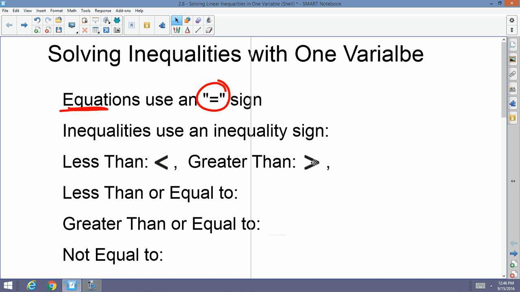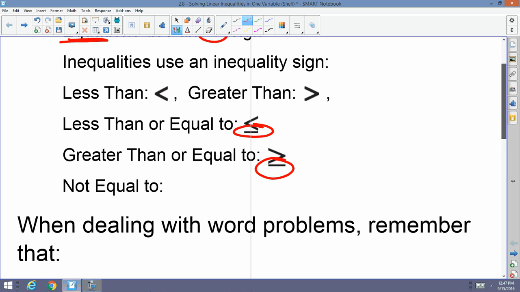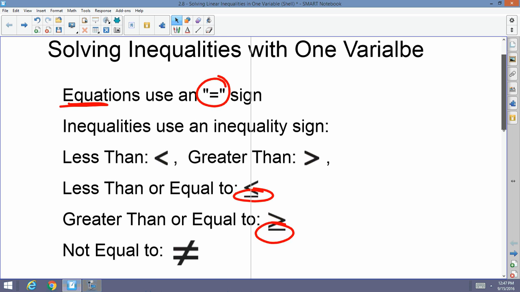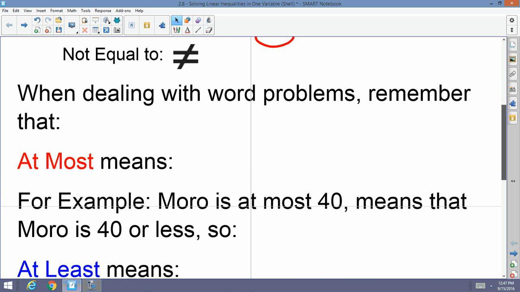Well, you have less than, you have greater than, you have less than or equal to, and you have greater than or equal to. Notice that less than or equal to and greater than or equal to have this little line down here because it could be equal to the value as well. So when something is less than or equal to something else, it's either less than that value or equal to it. Same thing with greater than or equal to. And then there's also not equal to. And not equal to is simply an equal sign with a slash through it because it's not equal to that.